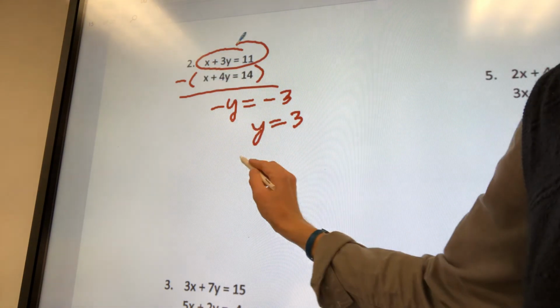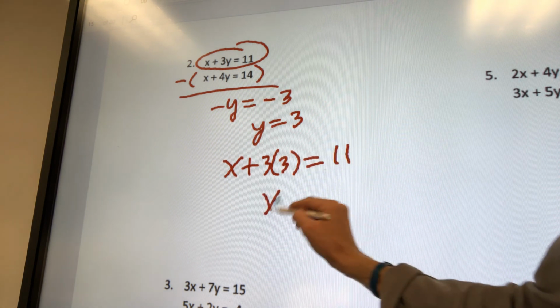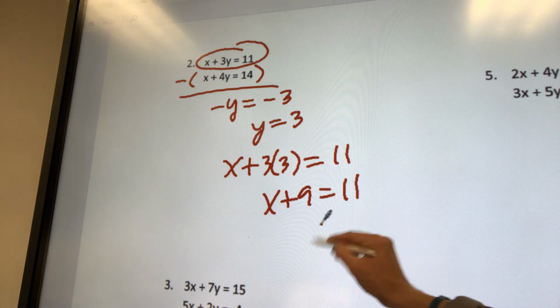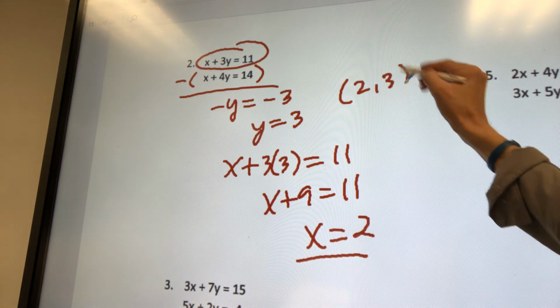Plug that into the top one. x plus 3y is 11. x plus 9 equals 11. x is 2. 2 comma 3 is your answer.